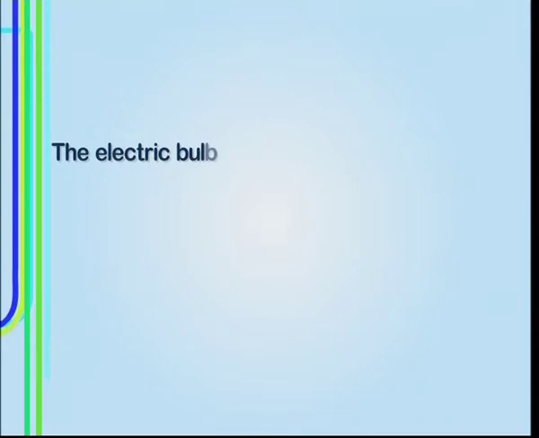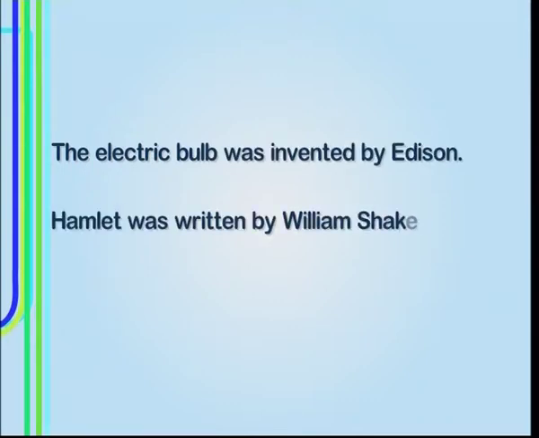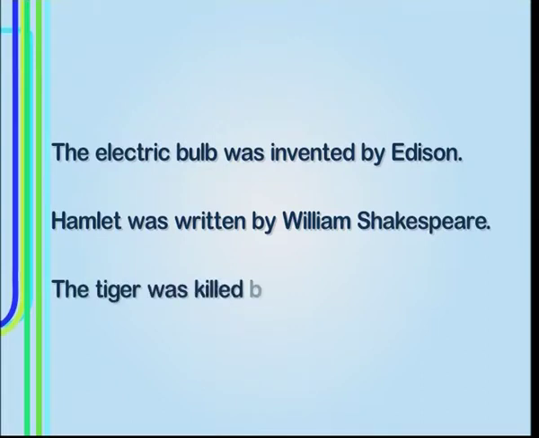Now look at these sentences. The electric bulb was invented by Edison. Hamlet was written by William Shakespeare. The tiger was killed by a shepherd boy. You will notice that the by plus agent phrase in the sentences above are necessary to complete the meaning of the sentences. Hence, they are used in these sentences.